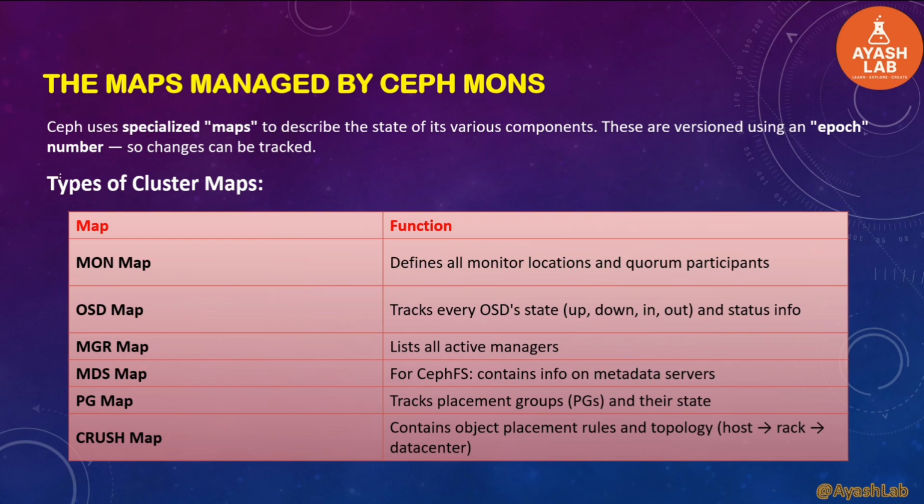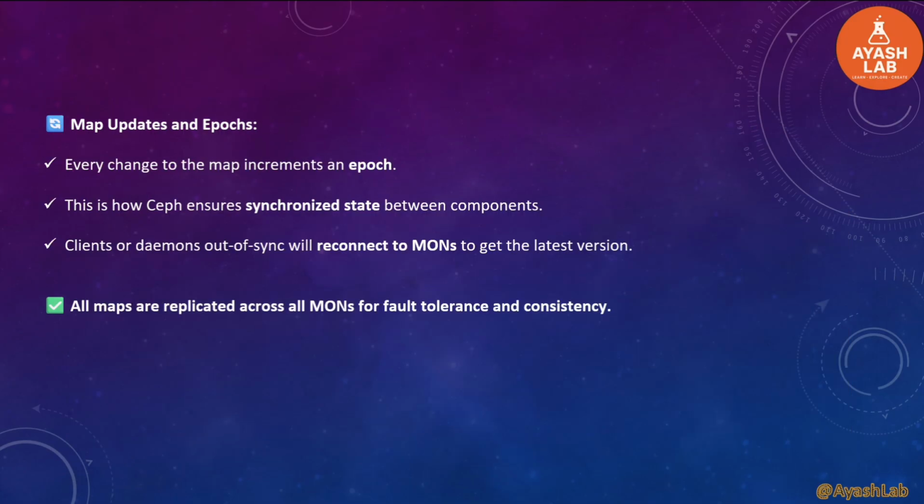Okay, so every time something changes, like a node going down or a new disk being added, Ceph updates the map for that component. Each update increases a version number called an epoch. As you can see, it's an epoch. The versioning helps all daemons and clients to stay in sync. So if something is out of date, it will reconnect to a mon and get the latest map automatically. So as I said, Ceph does everything automatically.